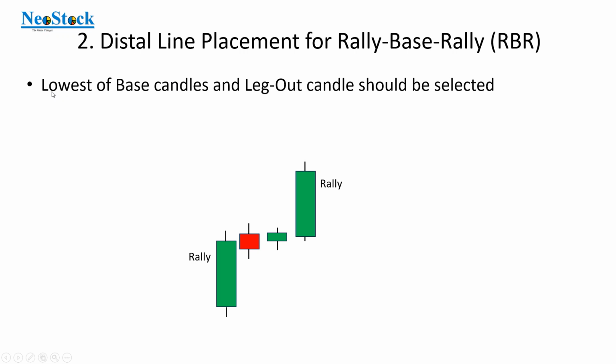That is what I specified in this point: the lowest of base candles and leg out candle should be selected. I never mentioned leg in in this rule. But in the previous pattern, we considered all three. In this continuation pattern, we consider only base candles and the leg out candle. So in this example, what is the lowest? The base candle has the lowest, so this lowest is going to be our distal line. Let us look into one more example for the same rally base rally pattern.